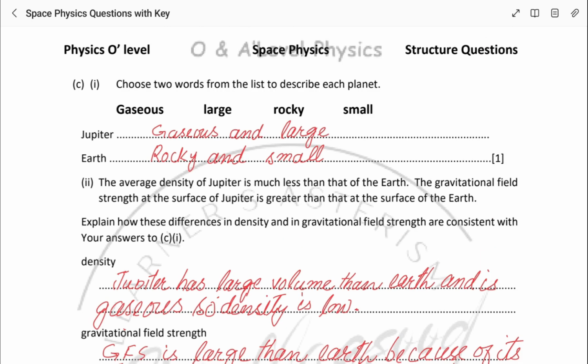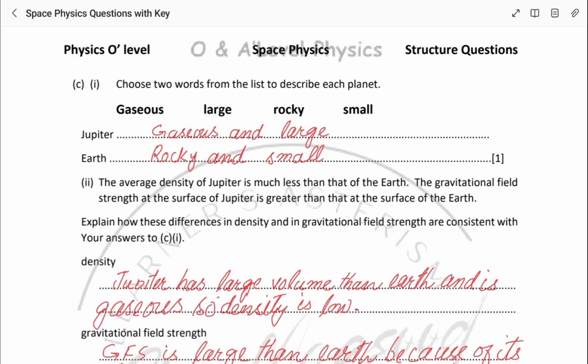Part C is C1. Choose two words from the list to describe each planet. The words are gaseous, large, rocky, small. Jupiter is gaseous and large, and Earth is rocky and small.